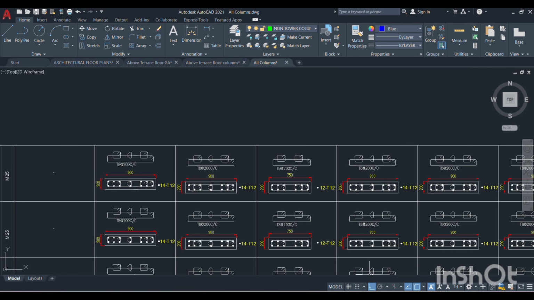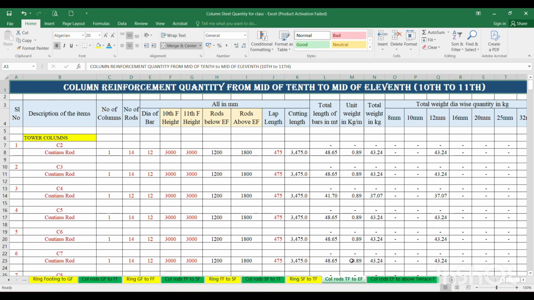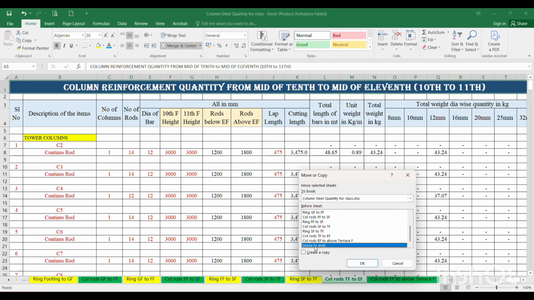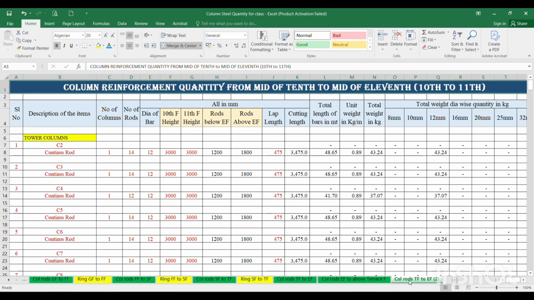Before that, I will explain how to prepare the Excel sheet. Whatever Excel sheet we calculated for 10th floor to 11th floor, you have to create one more copy of it. Right-click, choose Move or Copy, move to the end, and create a copy. Click OK, and one more Excel sheet will be created. Name this file column rods from 11th floor to terrace floor, and change the heading to from 11th floor to above terrace. I have changed the same thing here.